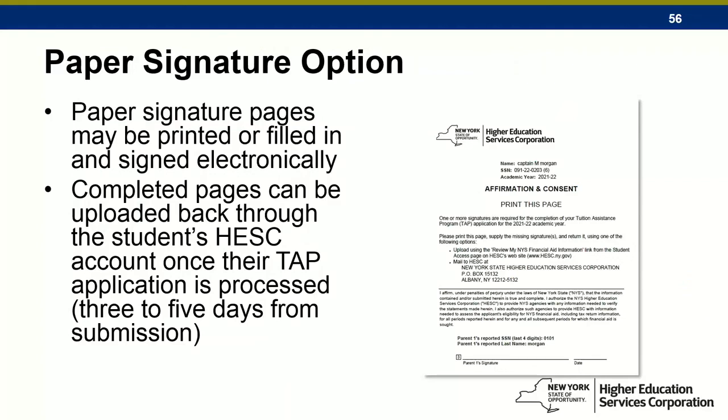Now, if they choose to go paper signature, they'll get a pop-up window where they could download and print the paper signature option. This does not need to be mailed, although it could be mailed to us. We prefer that they actually be uploaded through the student's individual HESC account. We had this issue during the pandemic where counselors were emailing us packets of 30, 40 parent signature pages that no one was actually present in the office to open and scan and put in our system. So it greatly delayed our ability to apply the signatures to a lot of TAP applications. And that situation, of course, was unique to the pandemic.